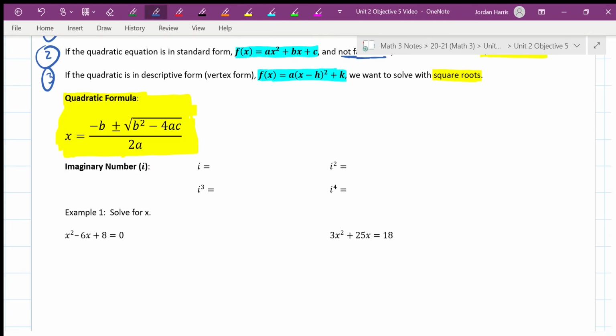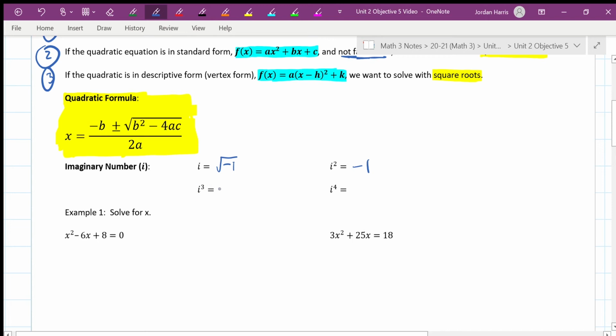We're also going to have imaginary numbers sometimes. You're not always going to have two solutions that are real. Sometimes we're going to have imaginary solutions. The imaginary number i is the square root of -1. So if we ever have a square root of a negative number, that is when we end up with imaginary, and we rewrite it as i. Just to remember, if I squared i, I'd get -1.